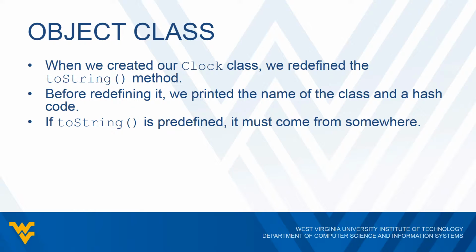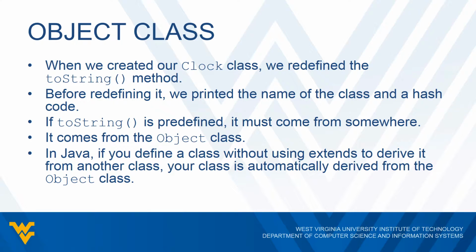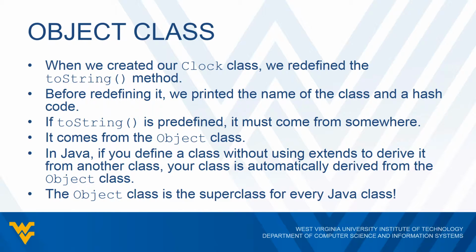Well, specifically, the toString method comes from the object class. So in Java, what happens is if you define a class and you do not use the reserved word extends to derive it from some other existing class, then the class that you defined is automatically derived from the object class. In other words, every class that you create inherits the object class. So another way we can think of this is the object class is the superclass of every single Java class.